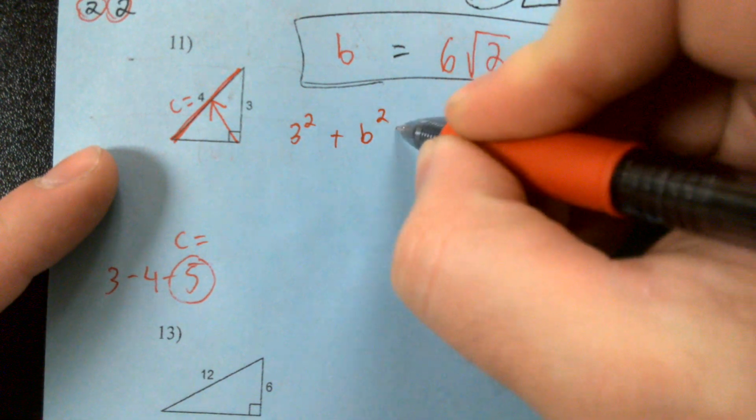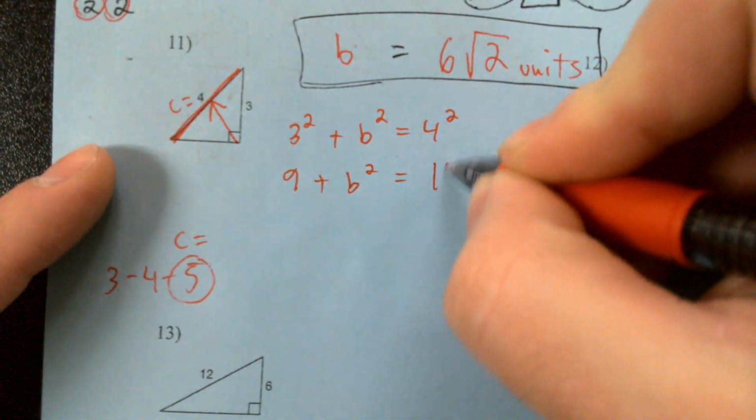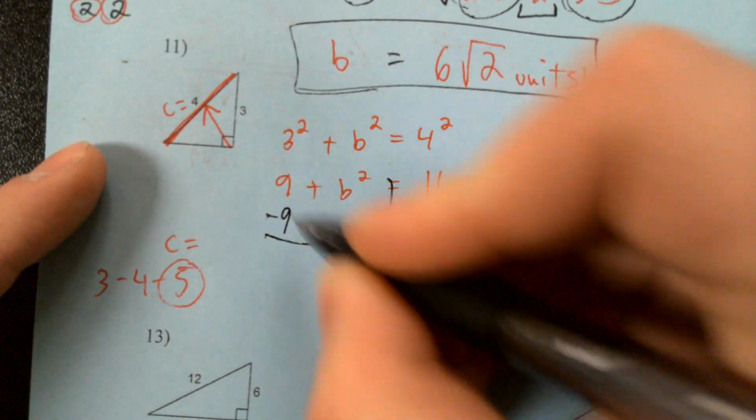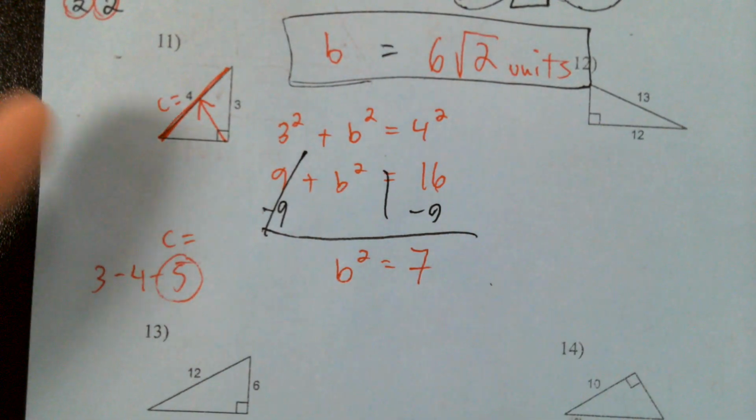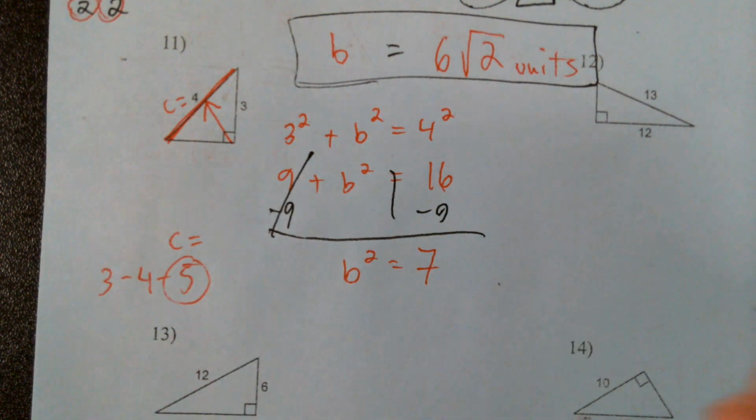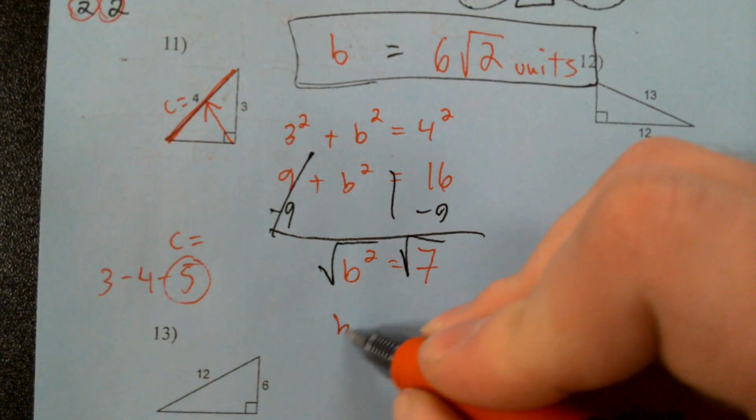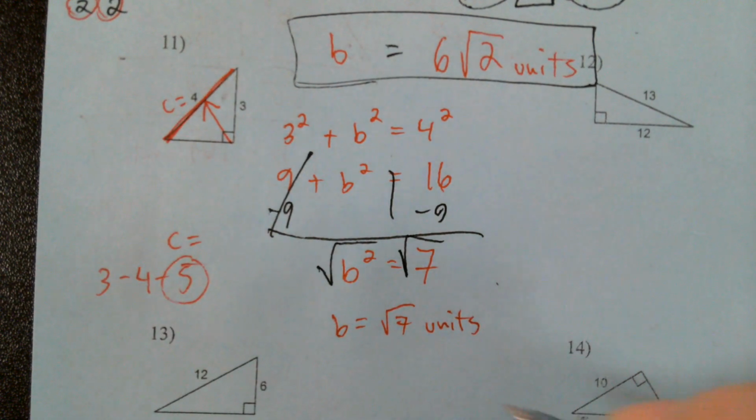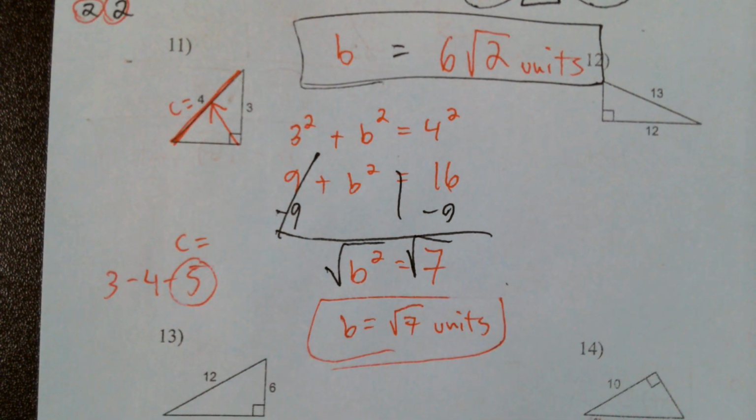3 squared plus b squared equals 4 squared. 9 plus b squared equals 16. Subtract 9 from both sides, and get b squared is equal to 7. Final step, of course, is going to be to take the square root of both sides, giving us b is equal to root 7 units.